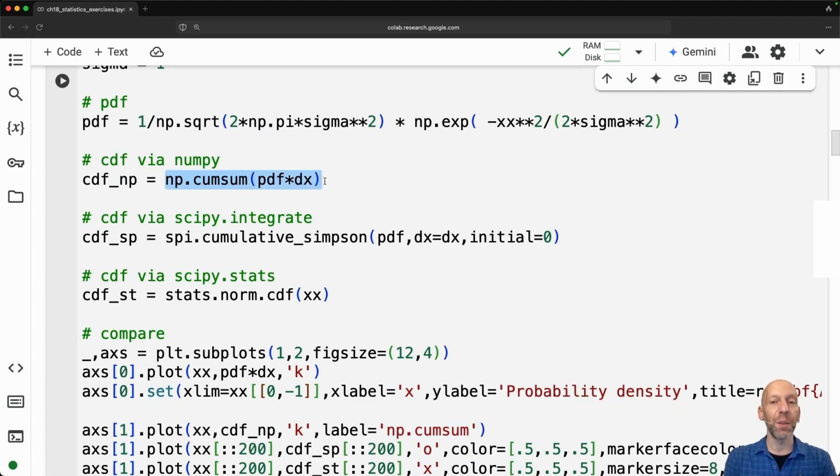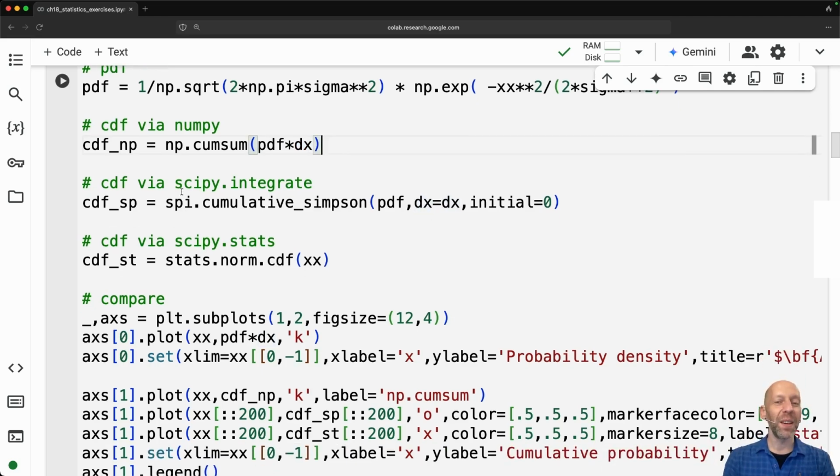And here we need to multiply by dx because remember, the CDF is defined as the integral of the PDF. So in the integral, we have the integrand, which is the PDF, and then we have dx. If you left this out, then that would be like trying to integrate without having the dx at the end. You get some scaling issues there.